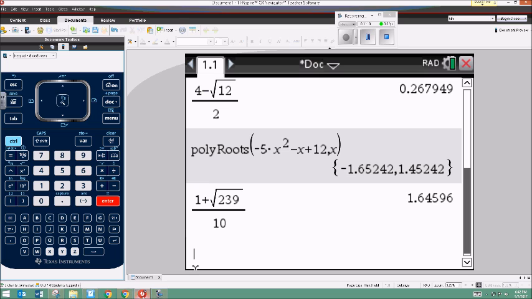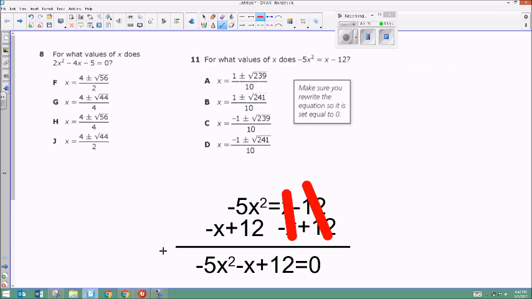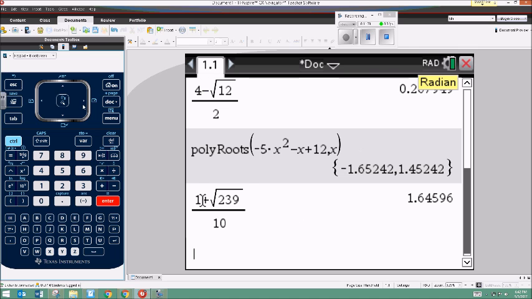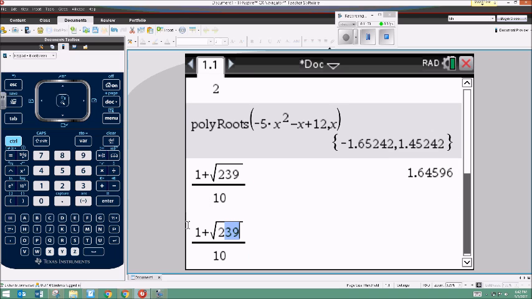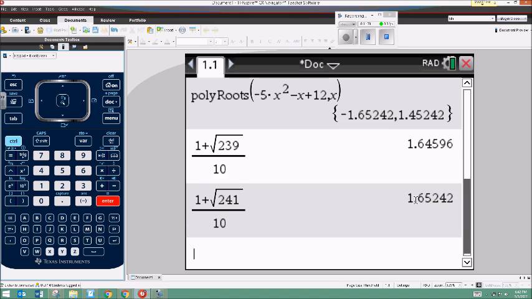Let's try the other choice. Okay, let's go back. Definitely not. Let's try 1 plus or minus the square root of 241. So let's go ahead and change that 239 to 241 and see if that gives us something nicer. We got the positive, but not exactly. It's got to be an exact match. That's kind of tricky. So let's go back.